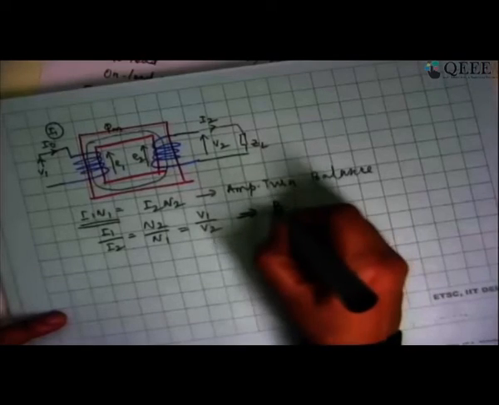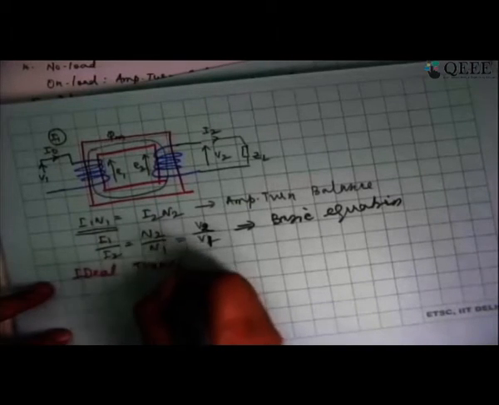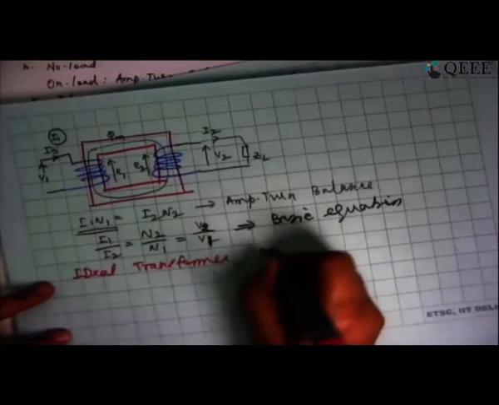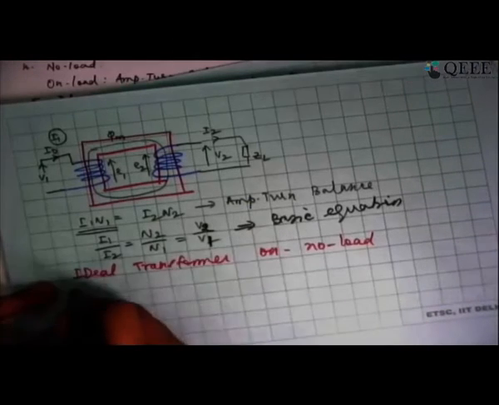So this is going to be the basic equation governing transformer action. This is the basic operation of the transformer. Let us first look at the transformer as an ideal transformer on no load, when it is on no load.